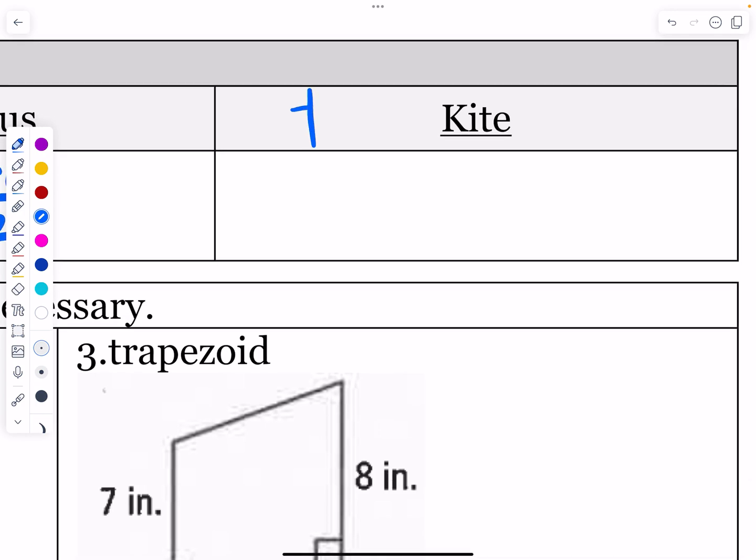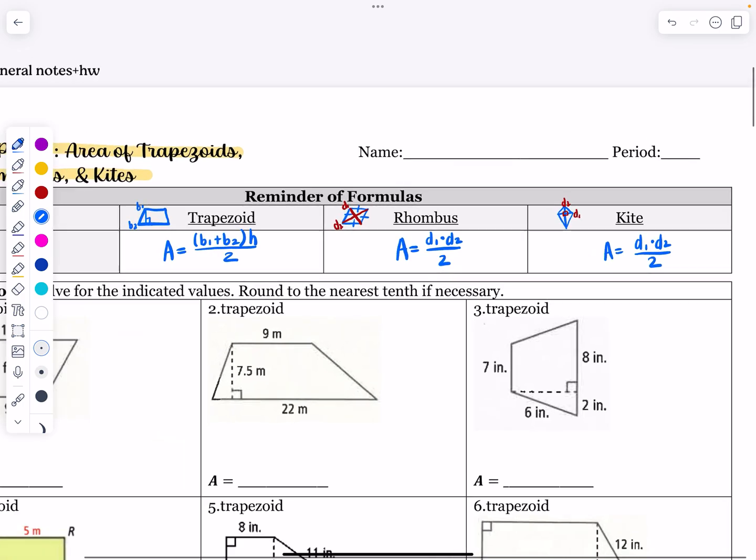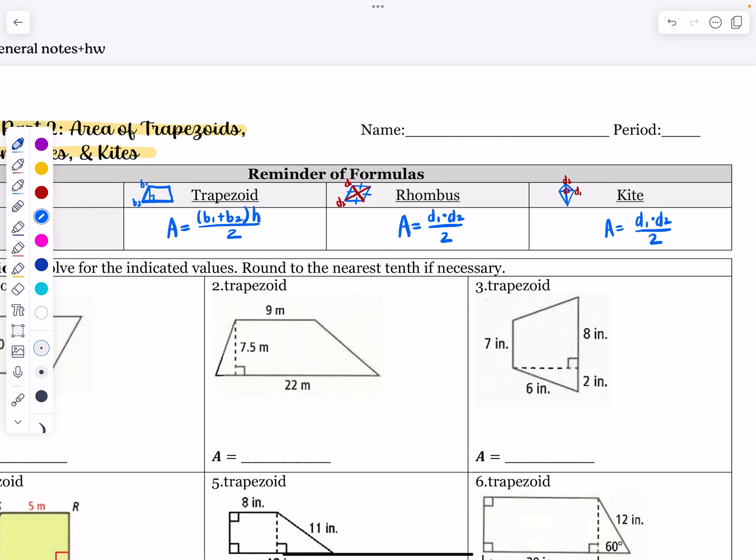In a kite, I have two diagonals of different length, and those are perpendicular to each other. So we have diagonal 1 and diagonal 2, where one is longer than the other. That's the exact same formula as the rhombus: D1 times D2, the product of those two, divided by 2. So even though this is about 3 different shapes, we only have 2 different formulas.